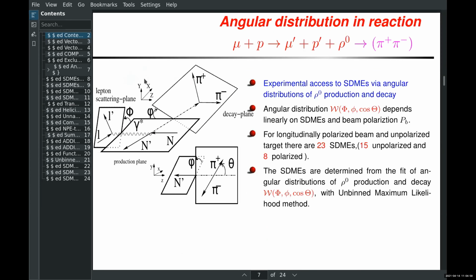It was done in the frame of the vector meson. This was also necessary to determine the angle between the lepton scattering plane and the production plane. If we determine this, we are able to evaluate 23 SDMEs, 15 polarized and 8 unpolarized. For this analysis, we use unbinned maximum likelihood.